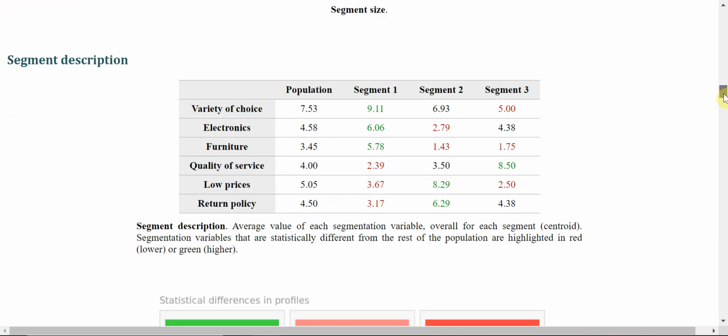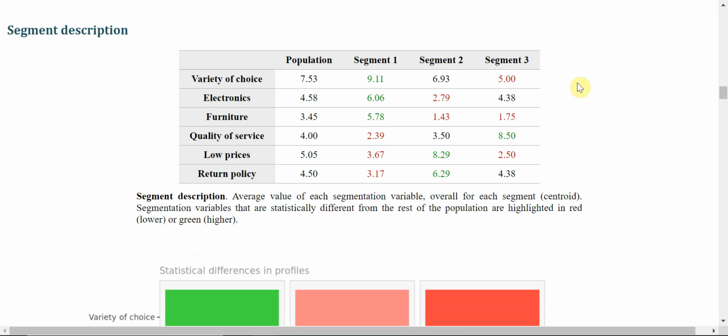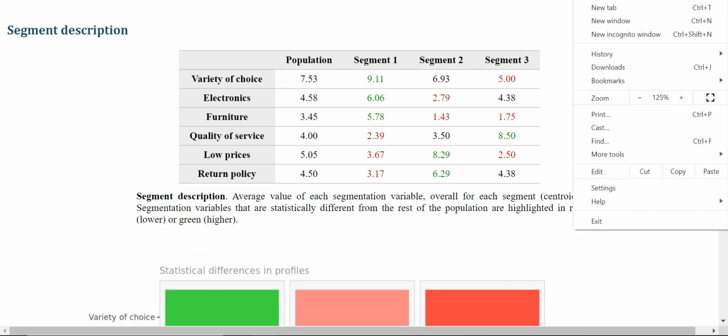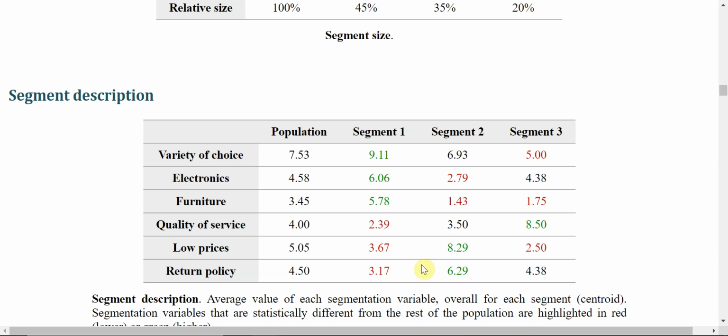The first table is the segmentation description. Let me enlarge it a little bit. Because I gave the option of 3 segments, I can see 3 segments here. If you have 5, you may see 5.